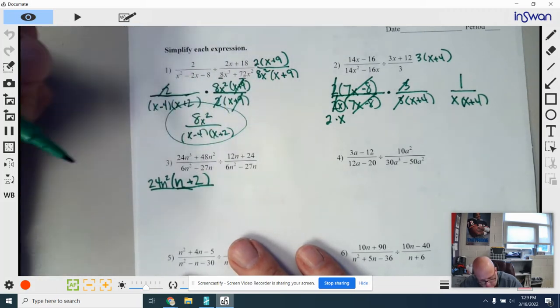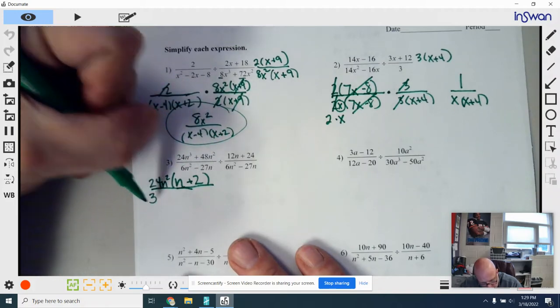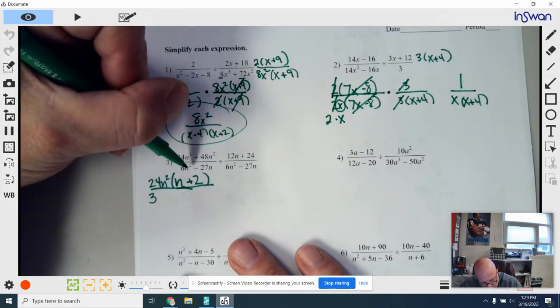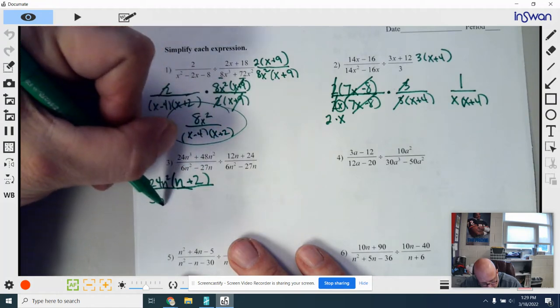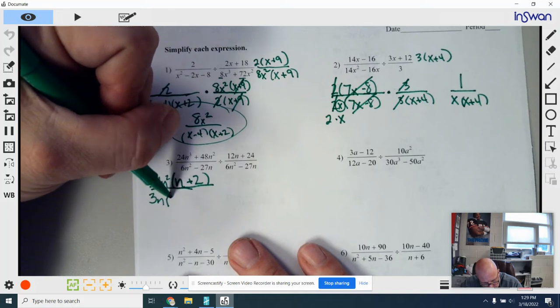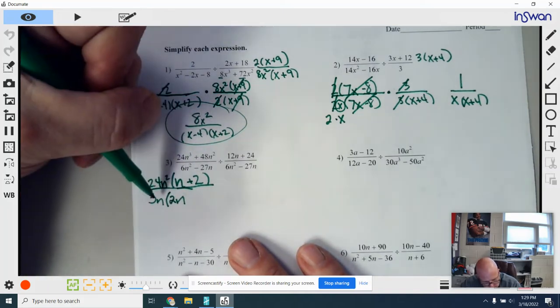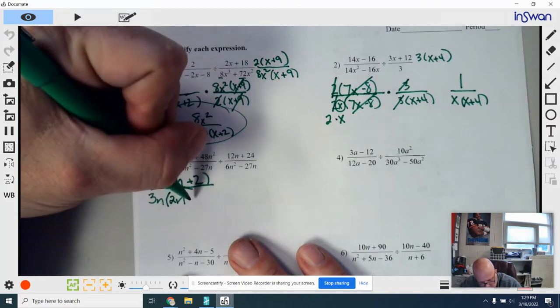And then plus 2. On the bottom, 6 and 27, your GCF is going to be a 3. And then n squared and n, it's going to be an n. So back goes 3n times what to make 6n squared? That's 2n. And then 3n times what is negative 27n?